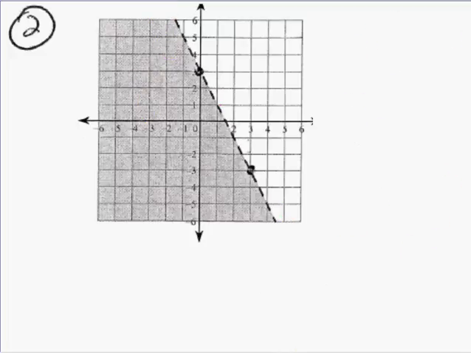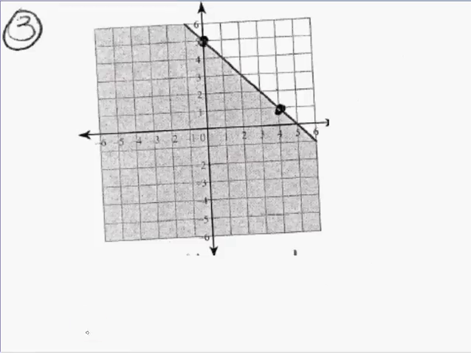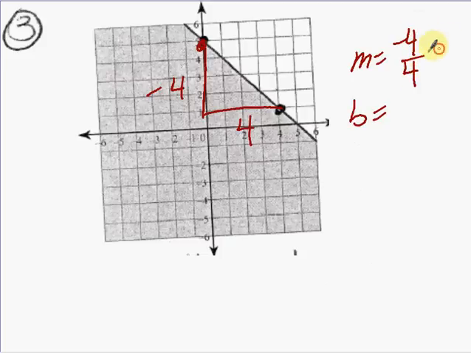Alright, let's do another one. This one's a little crooked, no big deal. We need a slope, a y-intercept, and an inequality symbol. I'm going to start up top here. Rise is negative 4. My run is positive 4. So I have negative 4 over 4, and if you're thinking ahead, you know that's negative 1. Where does it cross the y-axis? Right there. That's 5.